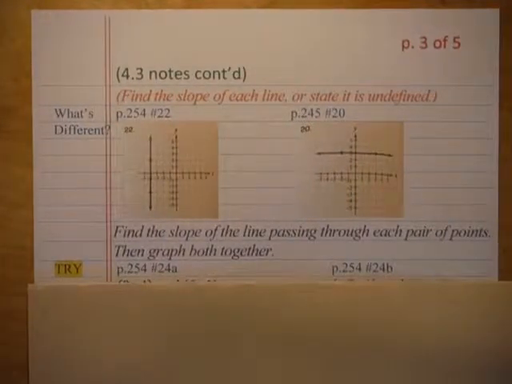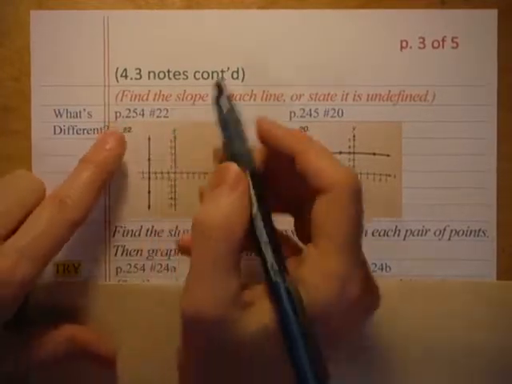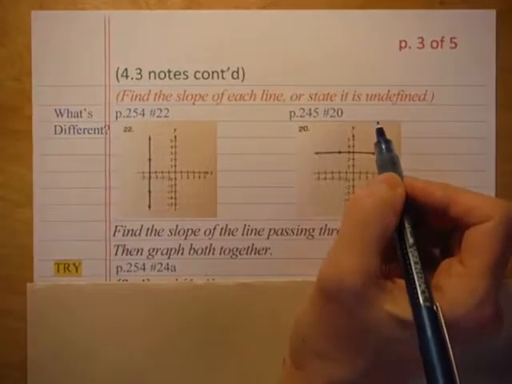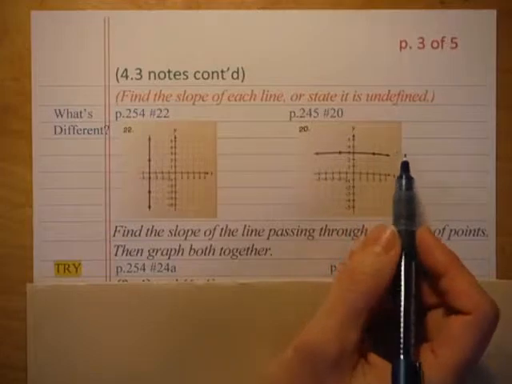Okay, and here we are at the top of page 3 for section 4.3. Again, we're focused on slope in this section. We're still in a set of problems that says find the slope of each line or state that it's undefined. So they're the same as the problems that were before. They're giving us the graph, and we need to figure out what the slope is.